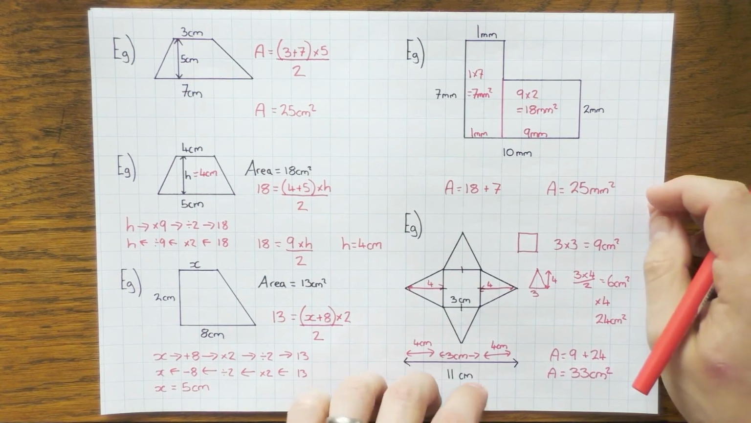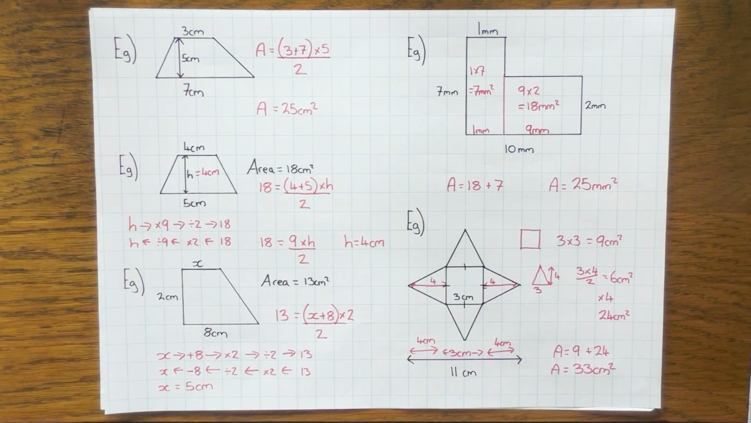Okay, so it's not too bad. All you got to do is split the shapes up into 2D shapes of what you know how to work out the area of, and then just step by step work them out and then add them together. Okay, 2 more examples now.